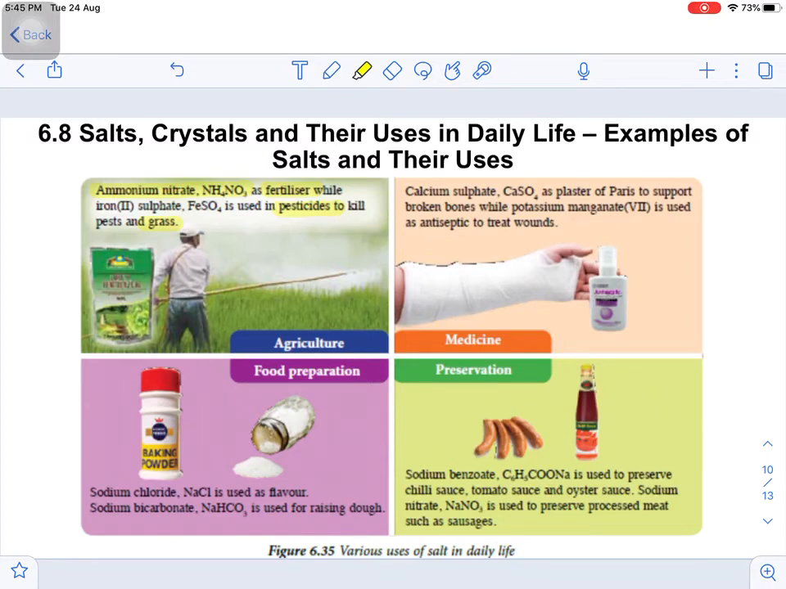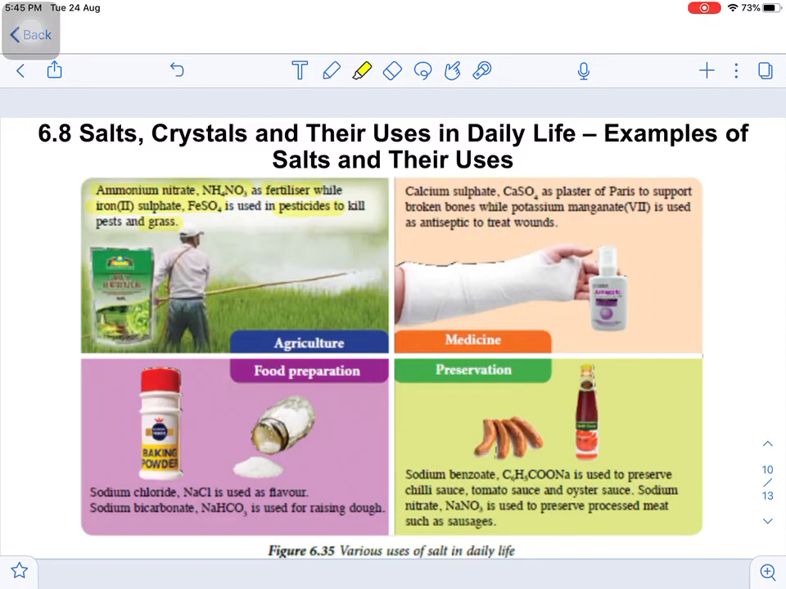Then as pesticide, we have iron 2 sulfate as pesticide. Okay, selain daripada iron 2 sulfate, tadi kita tengok kristal yang warna biru kan? That one the copper 2 sulfate. Copper 2 sulfate sebenarnya adalah racun untuk kulat. Okay, walaupun dia cantik biru, sebenarnya racun untuk kulat.